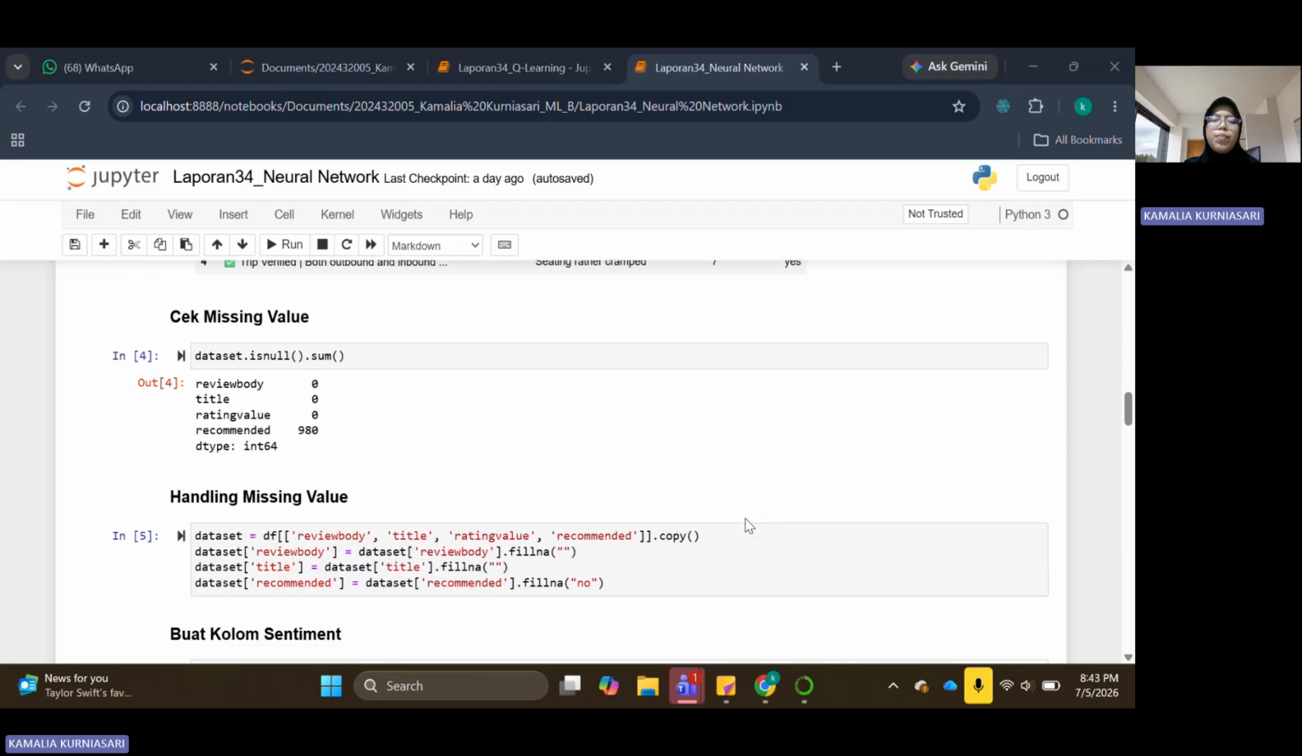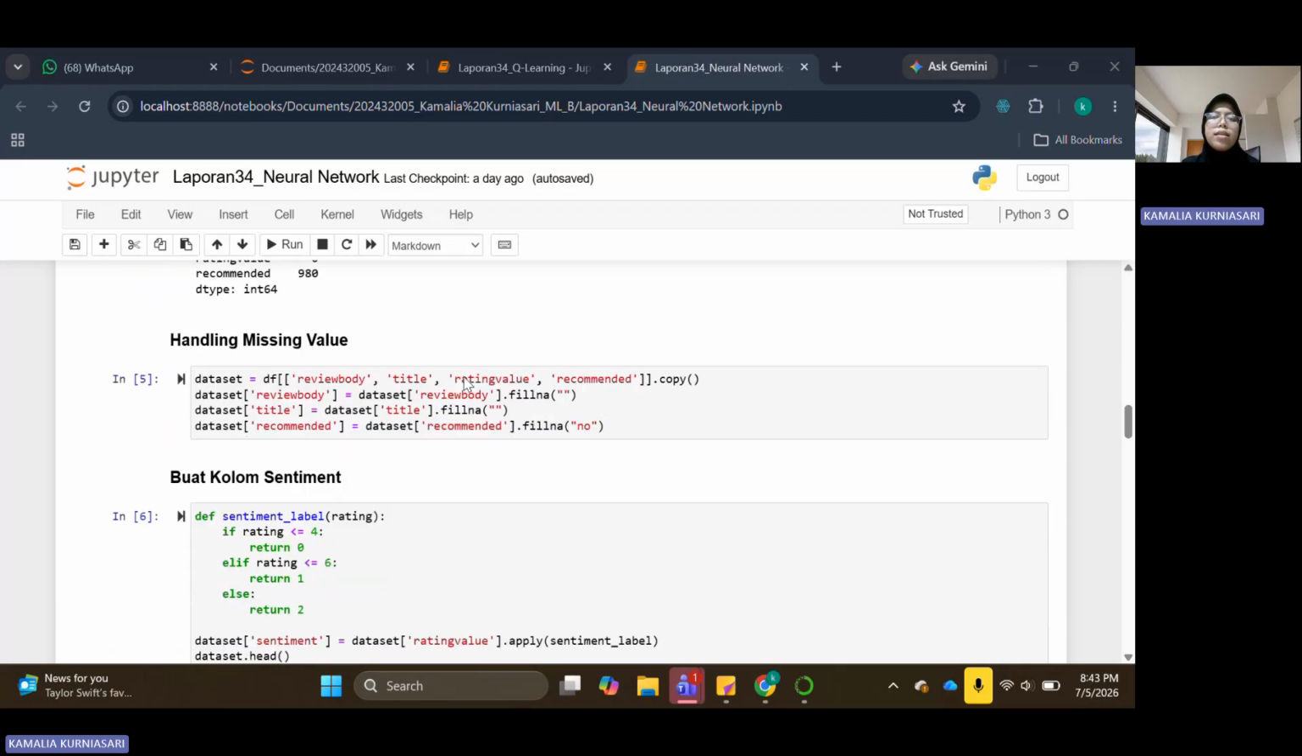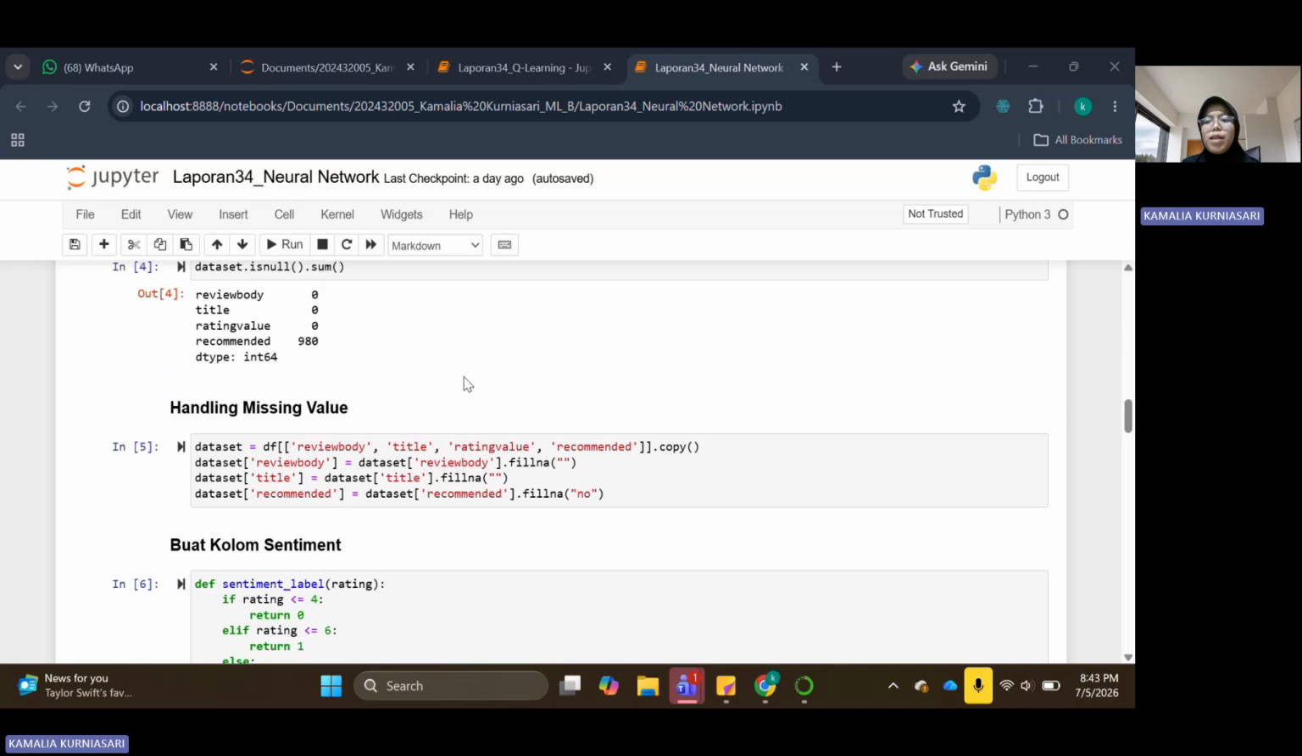And the next step was pre-processing. The first one, I checked whether there were missing values in the dataset. Missing values were found in several columns. So I handled them by filling empty text fields with empty string and filling missing values in the recommended column with the word no.